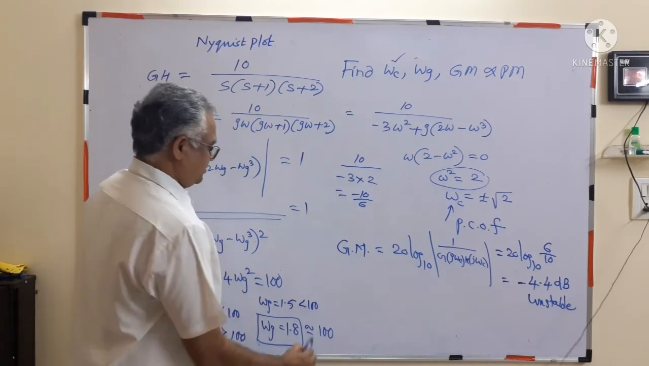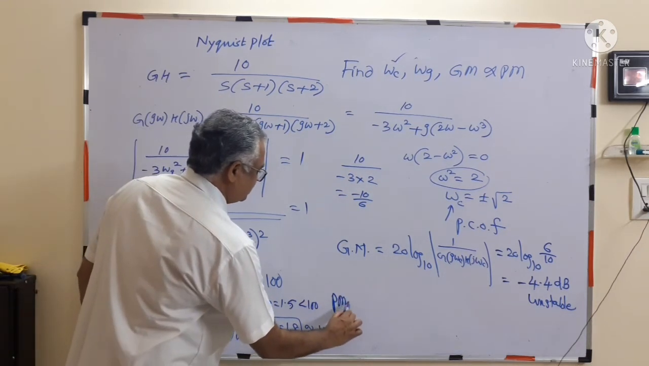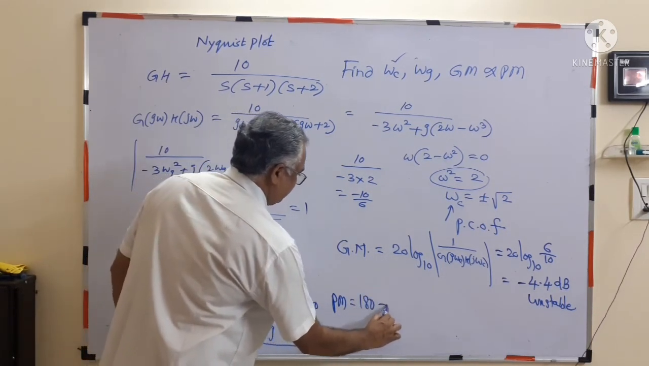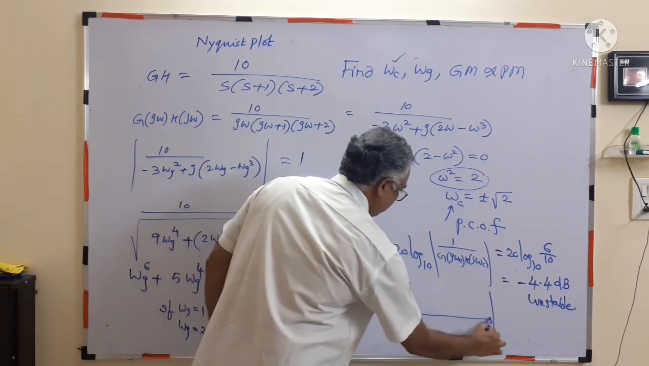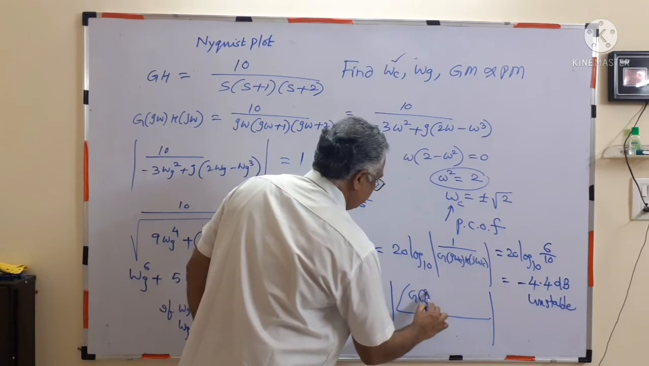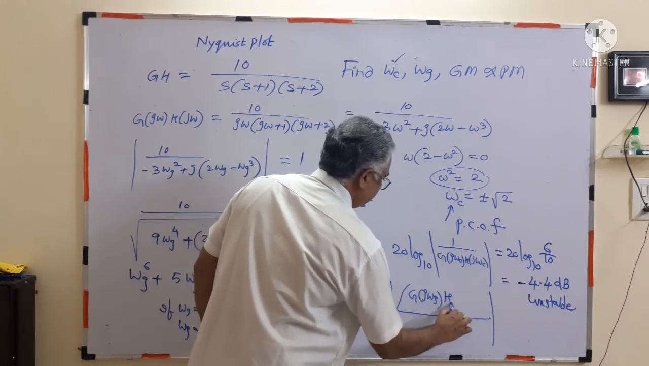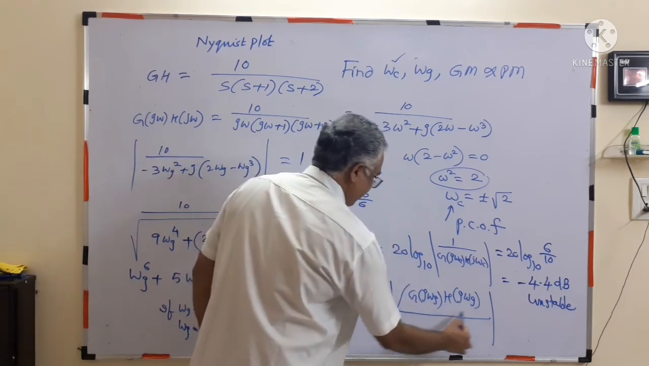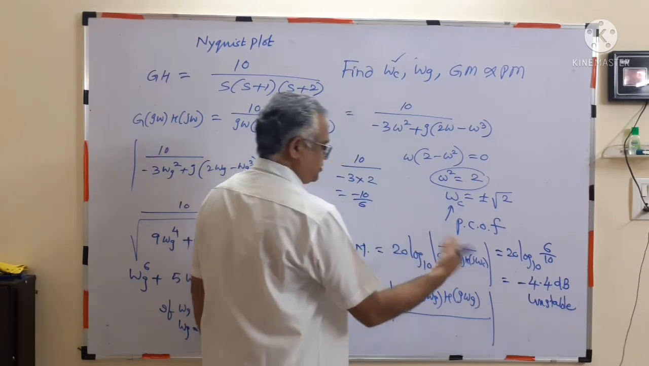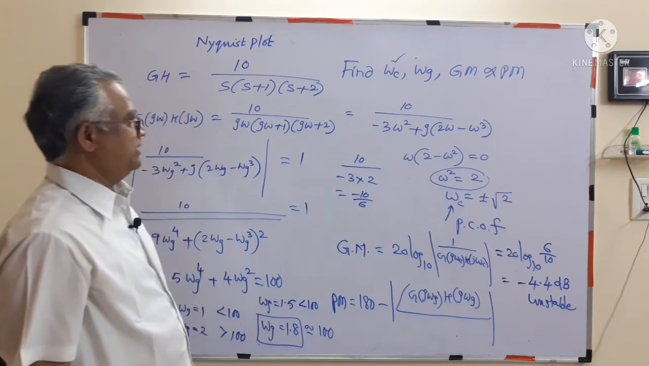That is gain margin. Next, what is the phase margin? 180 minus mod angle of G j omega g H j omega g. At omega g you have to find the angle. Mod means negative becomes positive. That will give phase margin.